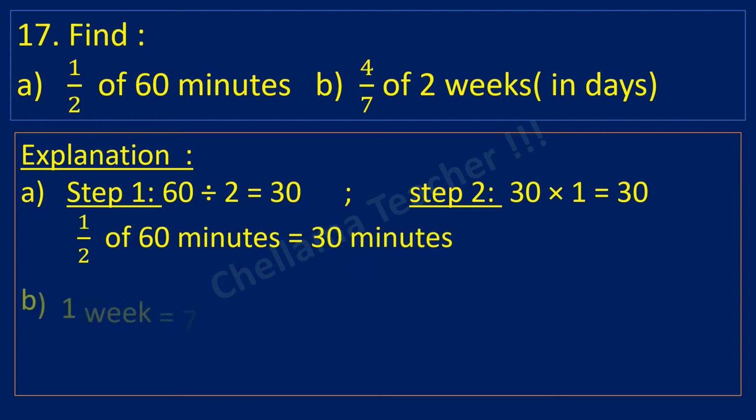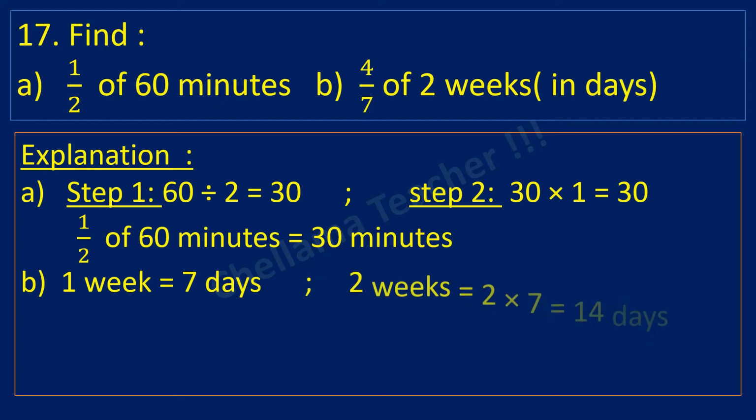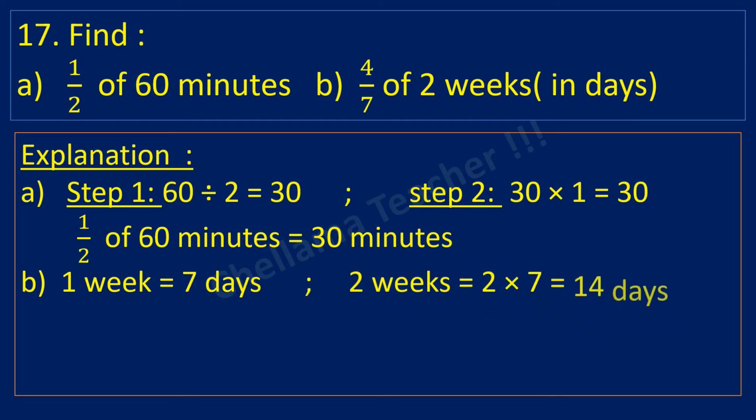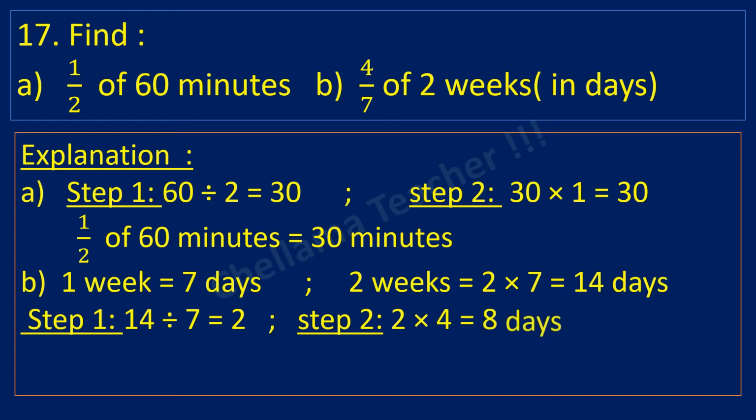Part B. 1 week is equal to 7 days. So 2 weeks is equal to 2 into 7, equal to 14 days. Now 4 by 7 of 2 weeks is equal to 14 divided by 7, which is equal to 2. That 2 is to be multiplied with the numerator 4. So 2 into 4 is equal to 8 days. So the answer is 4 by 7 of 2 weeks is equal to 8 days.